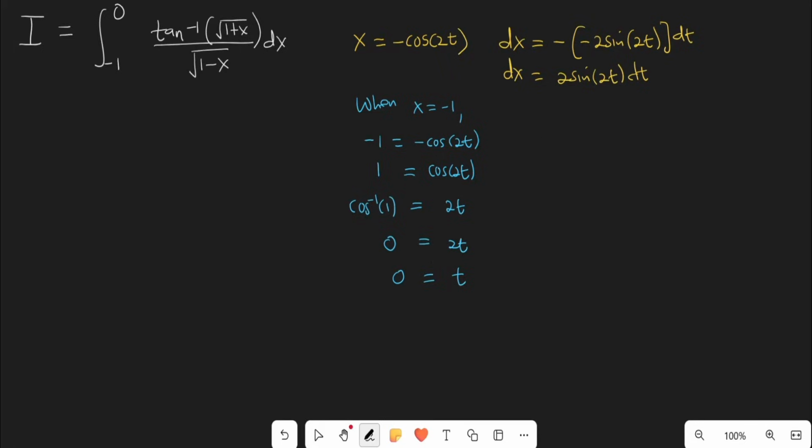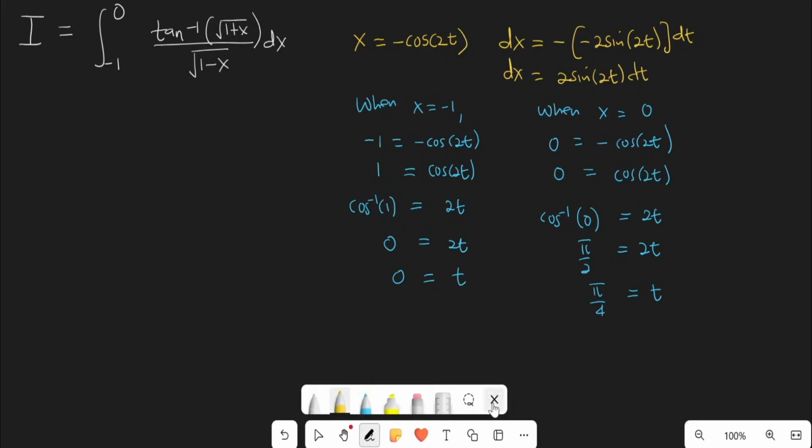So what about the upper limit? That is when x is equal to 0. We are going to have 0 equal to negative cosine of 2t. So that means that cosine of 2t is equal to 0. Taking cosine inverse on both sides, 2t is equal to the cosine inverse of 0. And now, cosine inverse of 0 is pi over 2, so that means that t is equal to pi over 4 for the upper limit.